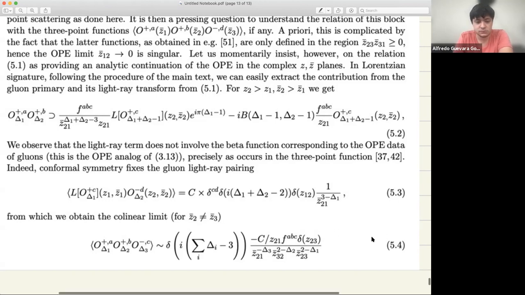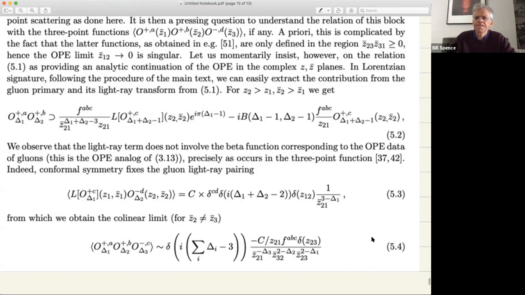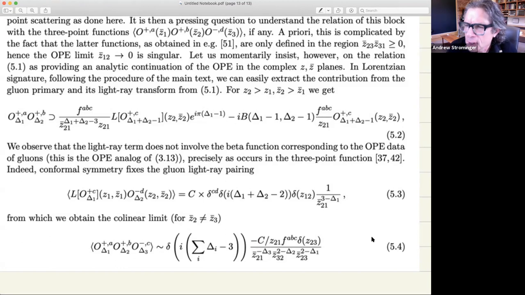Nice. Andy, you had a question? Yeah, so let me just say something, if you agree with this. So the z's don't cover the whole celestial torus. You need 2 patches, right?